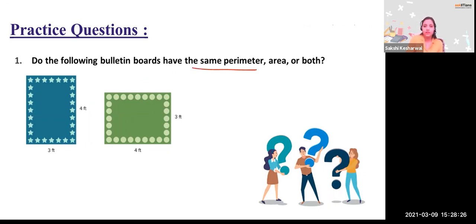So the bulletin boards have the same perimeter and area. So what will be the area? 12, that is 3 into 4 is what? 12. Area is going to be what? 12. And its area is going to be what, beta? Again 12. Feet square, right?